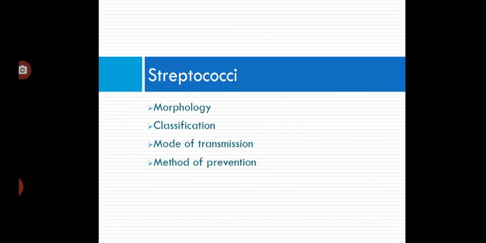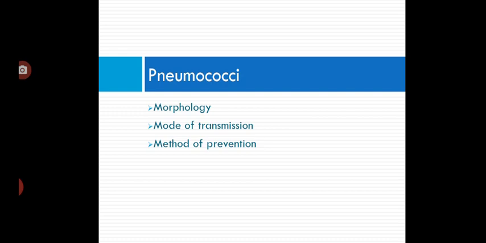countries. Next, coming to the pneumococci, they are gram-positive cocci, non-motile, non-sporing, and the cocci appear lens-shaped and typically arranged in pairs, diplococci, and they are capsulated.